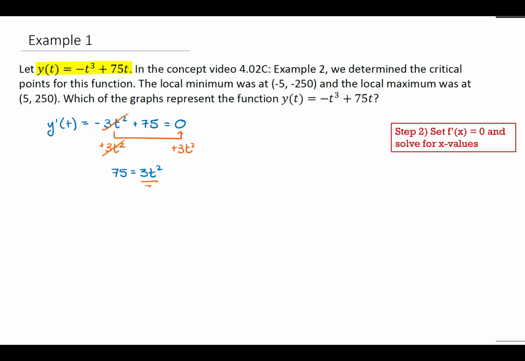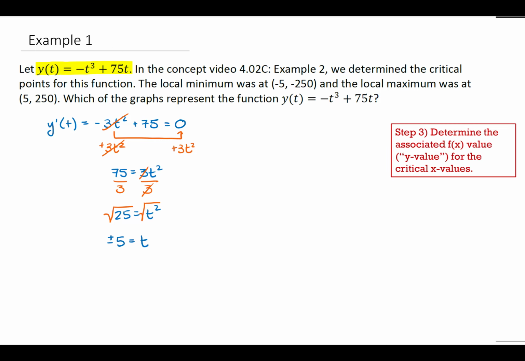I then divide both sides by 3 so that the 3's cancel out here. I'm left with 25 is equal to t squared. I then take the square root of each side so that I can eliminate that squaring of the t. So I get plus or minus 5 is equal to t. So I know I have two t values, plus 5 and -5. I then determine the corresponding y value by substituting these t values into our original equation. y of t is equal to -t cubed plus 75t. So I would have the y value for when t is equal to -5.